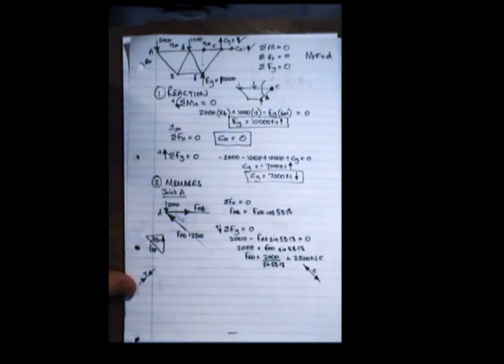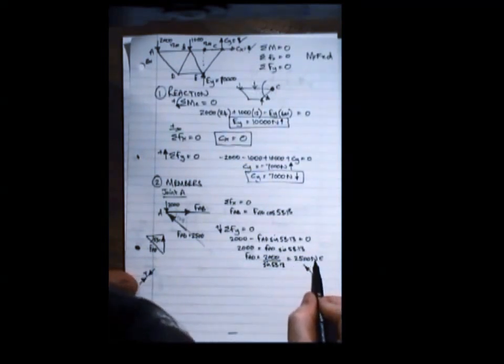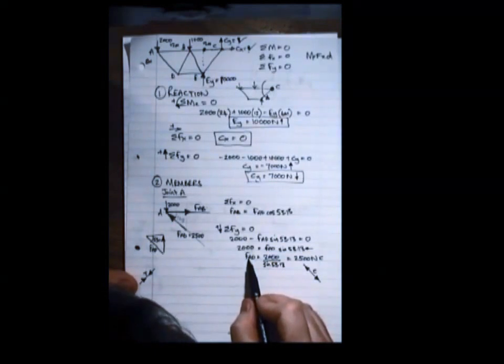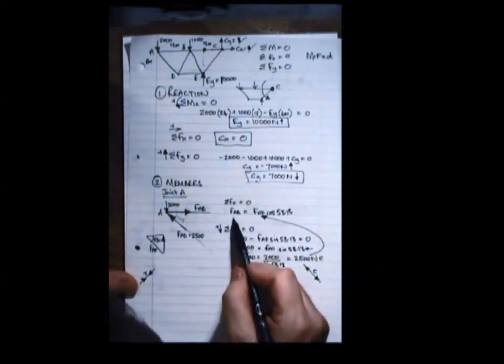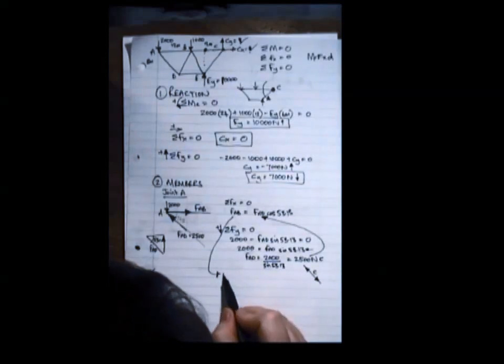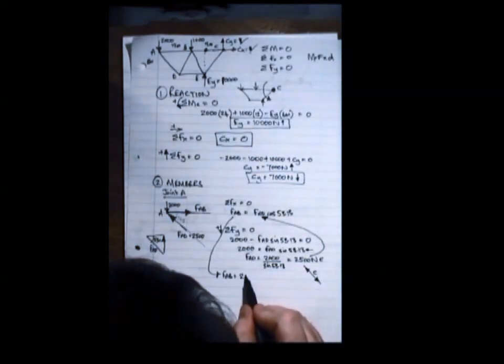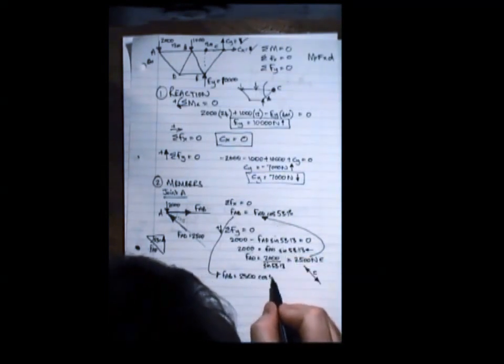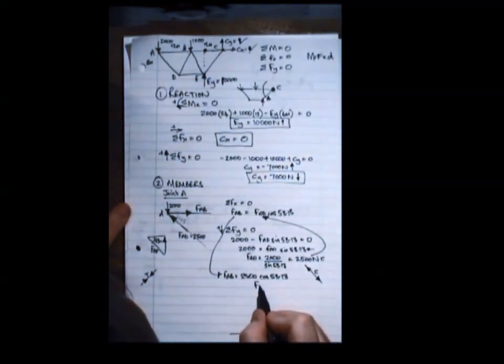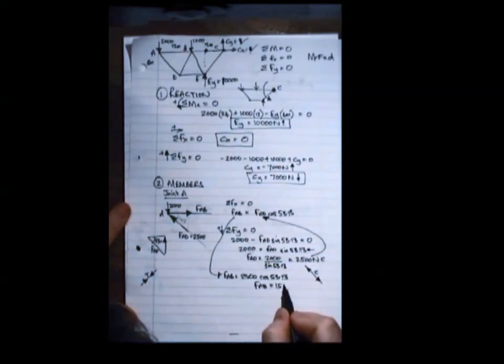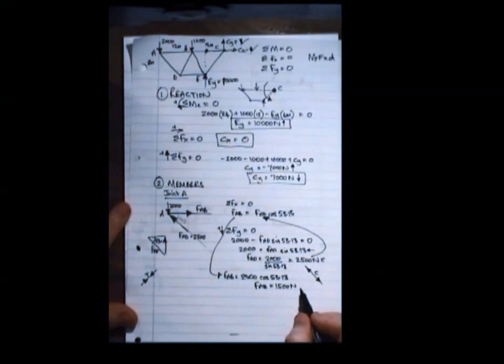Okay, so we've just worked out what FAD is. So FAD is 2500, worked out from this equation here. If we put our FAD into this here, I can work out what FAB is. So FAB equals FAD's 2500 cos 53.13, and you'll find that FAB equals 1500 newtons. And you can see here that FAB, it's pointing inwards, so it's in tension.